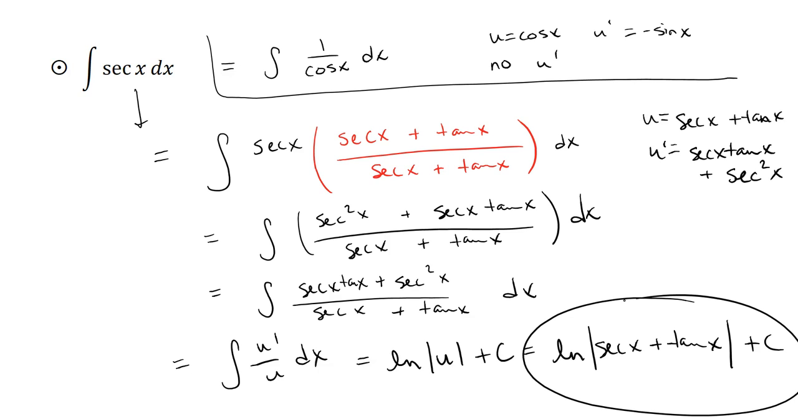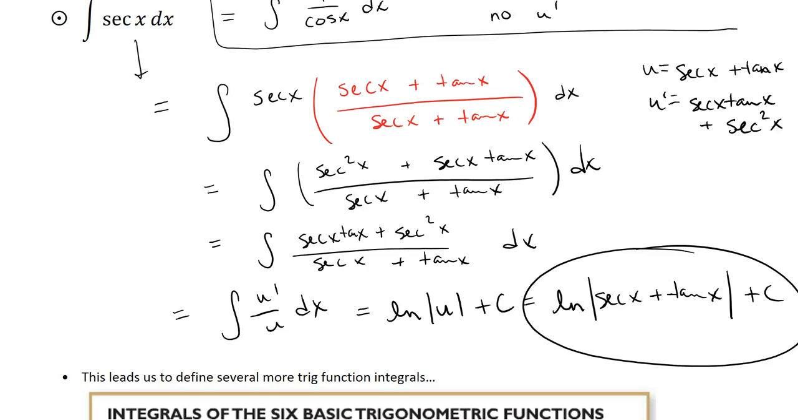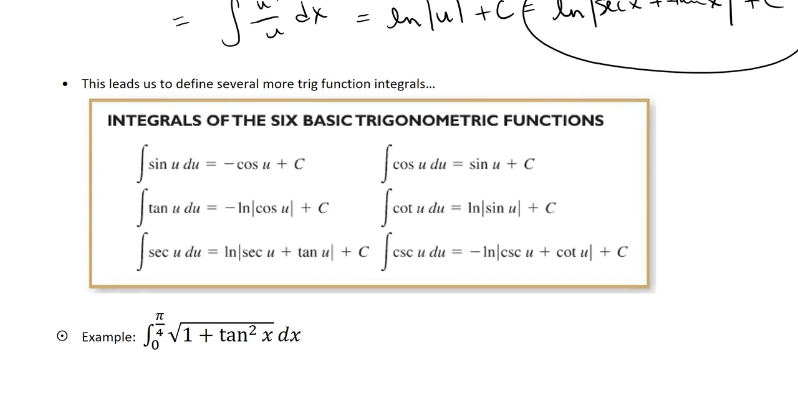And you could do something very similar for the integral of cosecant of x. I'll leave that one for you to try and verify yourself. So this leads us to define several more trig function integrals. We already knew the integral of sine of u and cosine of u, but now we can talk about the integral of tangent of u. It's equal to the negative natural log of the cosine of u plus c. The integral of cotangent of u is the natural log of the absolute value of sine of u plus c. Secant of u, it's the one we just found, and I would encourage you to try and find this one. It'll be very similar. There is a trick, but you should be able to figure out what that is.